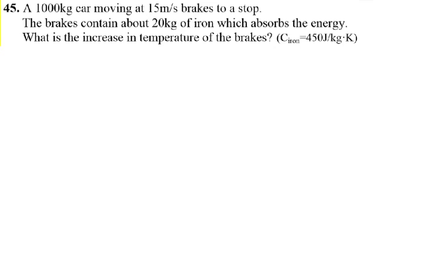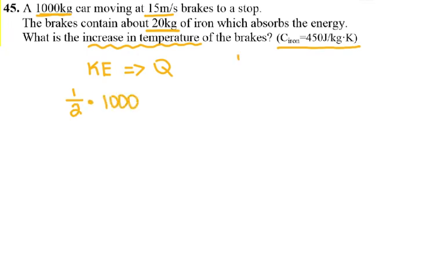Here's another problem and similar concept. I have the car moving at 15 meters per second, it stops, and the brakes were applied. The brakes mass is given as 20 kilogram, and the specific heat of the brakes is given. I have to find the temperature increase in the brakes. So the kinetic energy of the car is going to be transferred to the heat energy of the brakes. So I have 1/2, the mass of the car is 1000, and the velocity of the car for kinetic energy, and that goes to the heat energy, which is mc delta t.